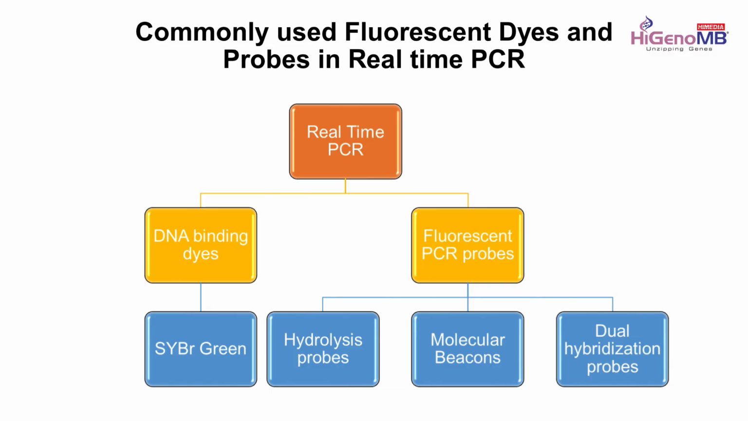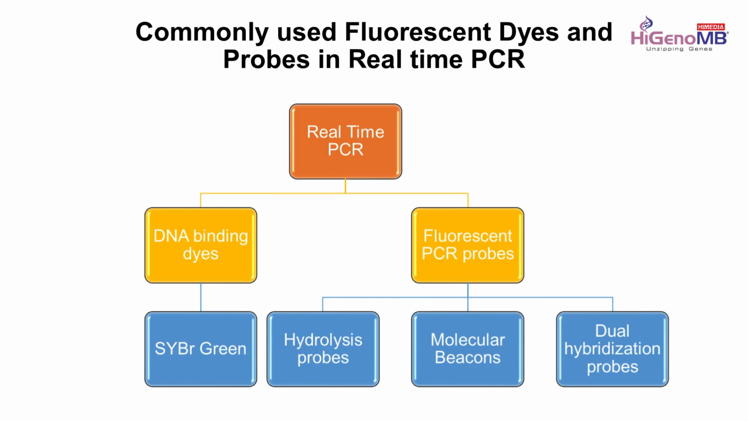All of this is made possible by a special component which is used in real-time PCR. What is the special component? It's a fluorescent dye or a fluorescent probe. What is the difference between the fluorescent dye and the fluorescent probe? These fluorescent dyes are DNA binding dyes which will bind to DNA when they are double-stranded. A very well known example is SYBR Green.